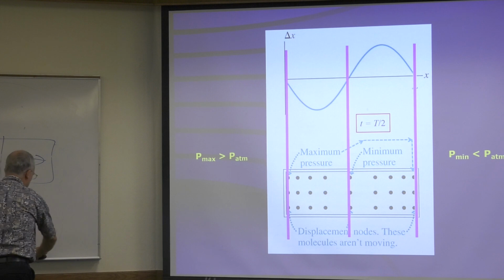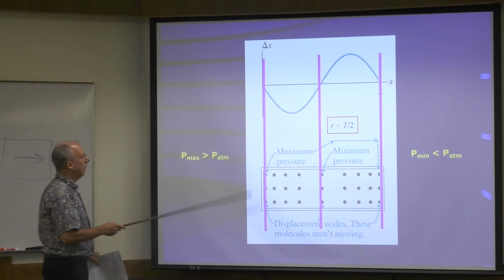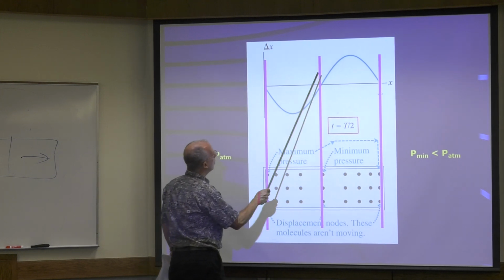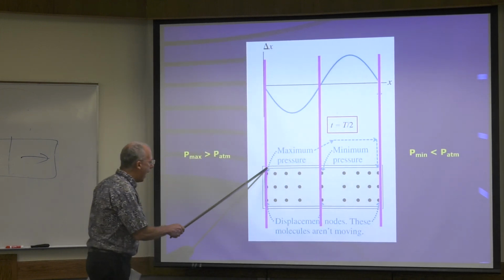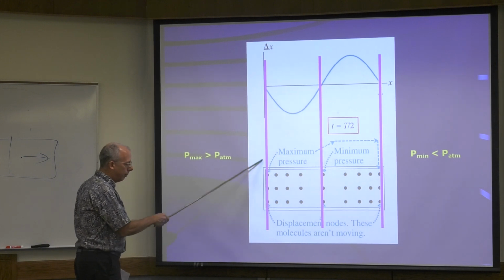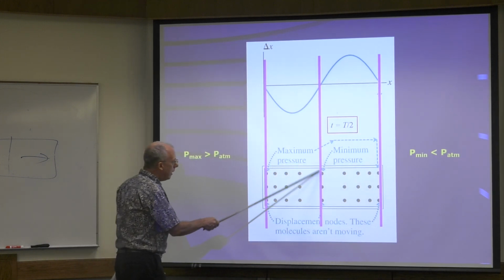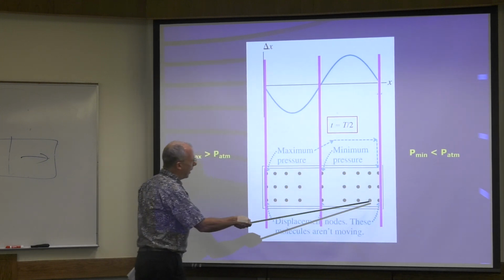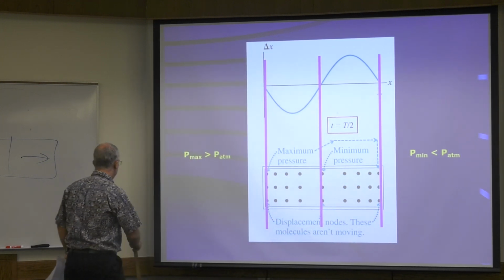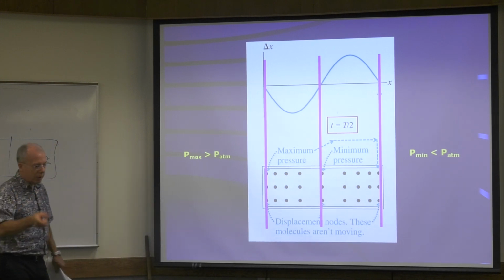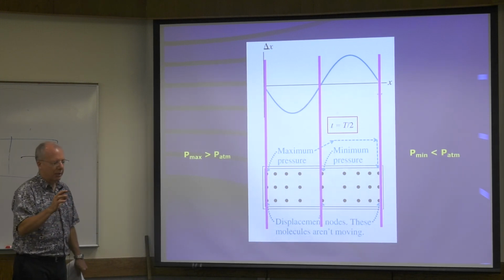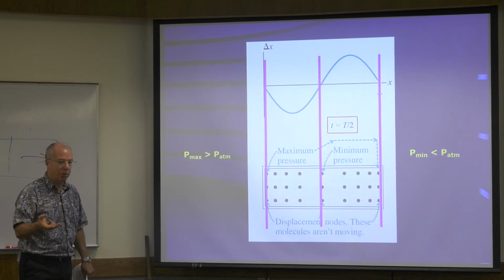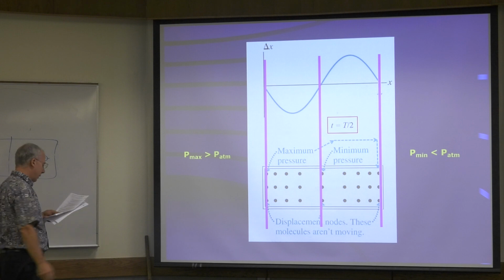How about t equals a half a period? Here again, displacement node, node, node. But look, here's max pressure, that's a pressure antinode. Here we had min pressure, pressure antinode. Max pressure, pressure antinode. So you have to admit that the displacement nodes occur where the pressure antinodes occur. So they're interchanged.